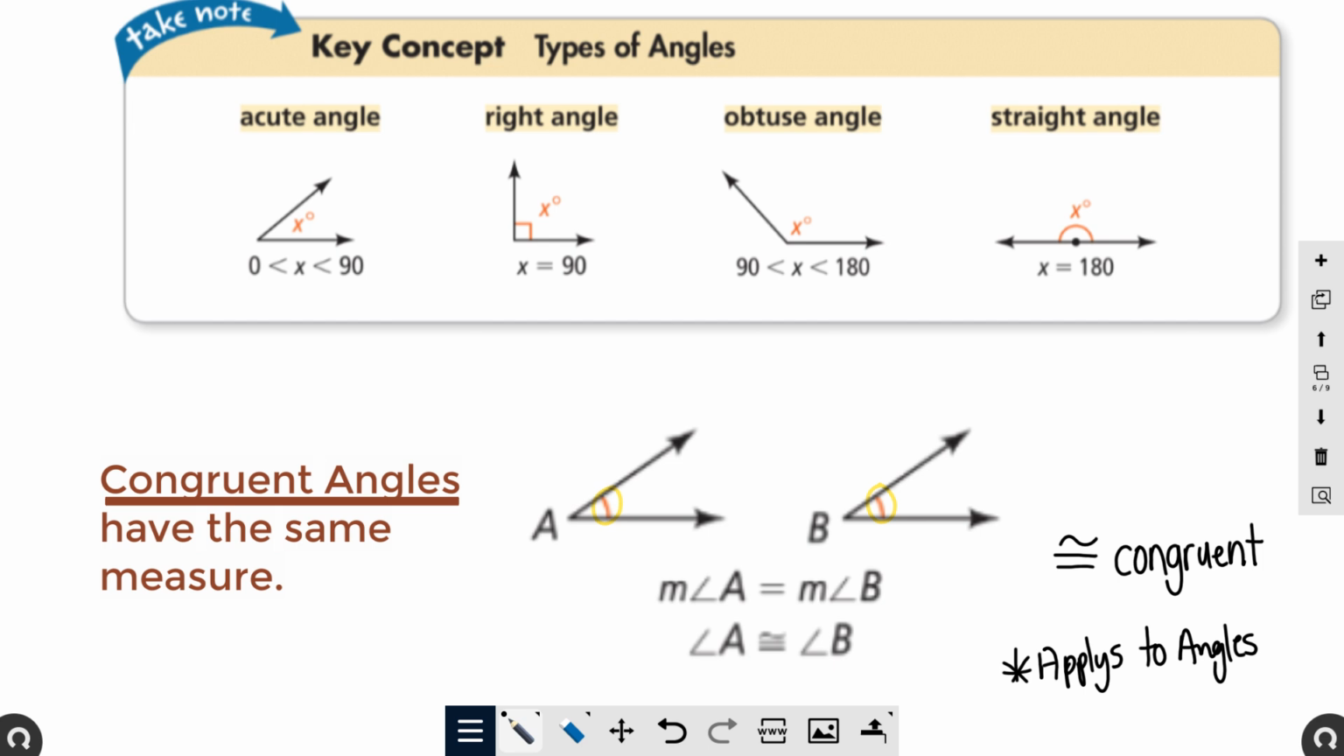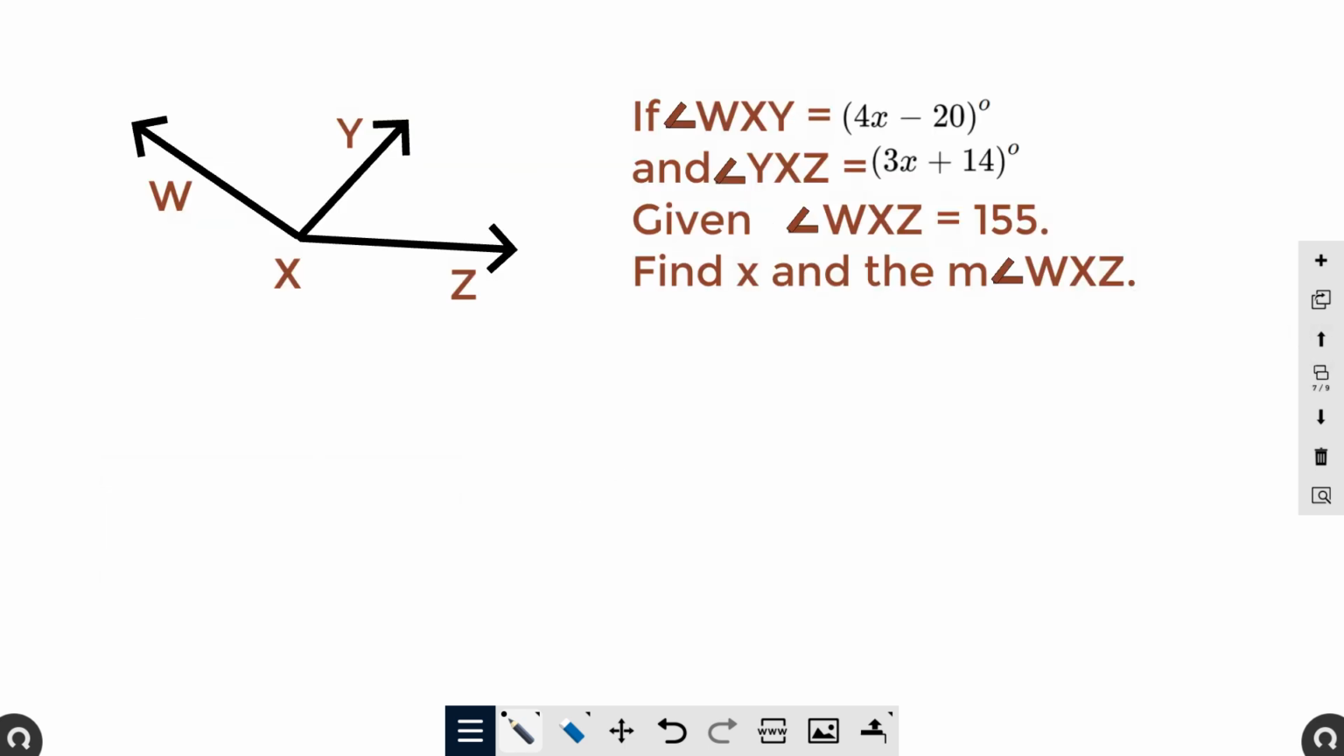All right, let's do our two examples, and then you guys will have a chance to do some homework. So here is our next one. Draw that picture and write down all that fun stuff.